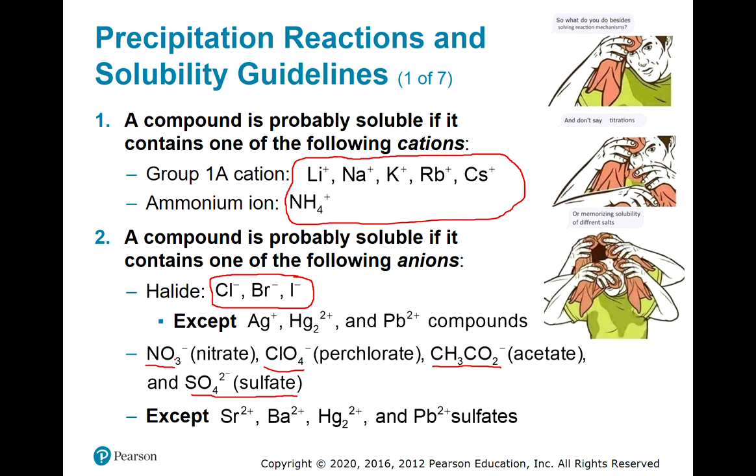Other trends with ions include all nitrates, all perchlorates, all acetates, and most sulfates are going to be soluble. So any formula that has any of these first three ions, nitrate, perchlorate, or acetate, you can assume, at least as far as this class is concerned, that any such compounds will be soluble with no exceptions. Now, most sulfates are soluble as well, but there are some important exceptions to that one. Some of these are similar to the exceptions with halides. You can see mercury(I) and lead(II) cations are going to form insoluble sulfates. And then strontium and barium sulfate are insoluble as well.